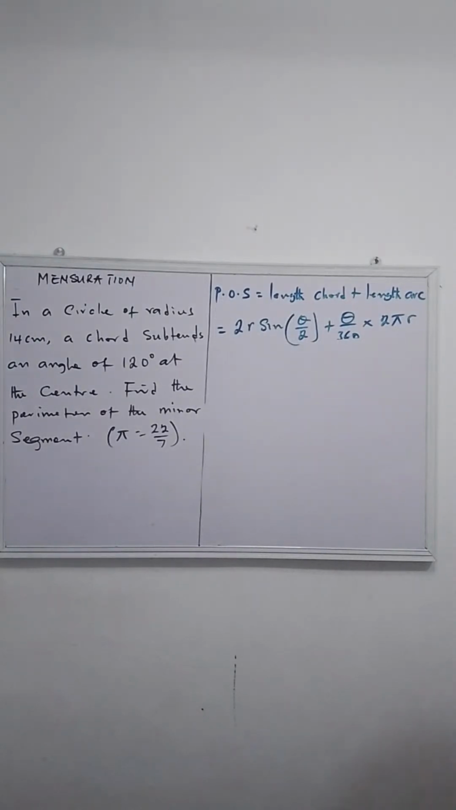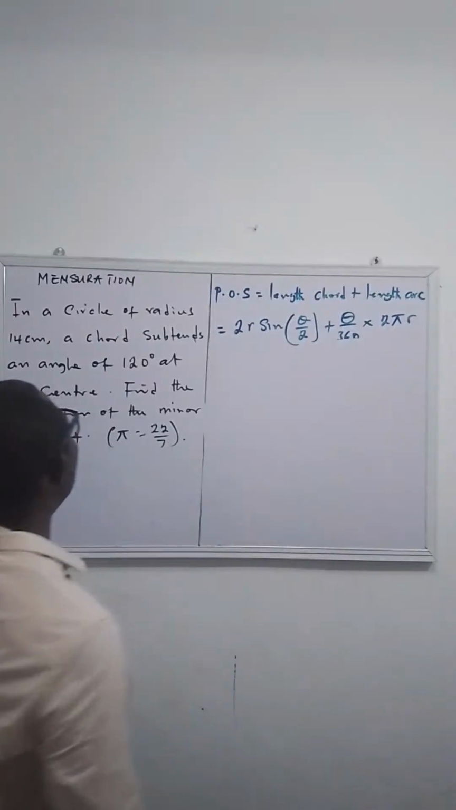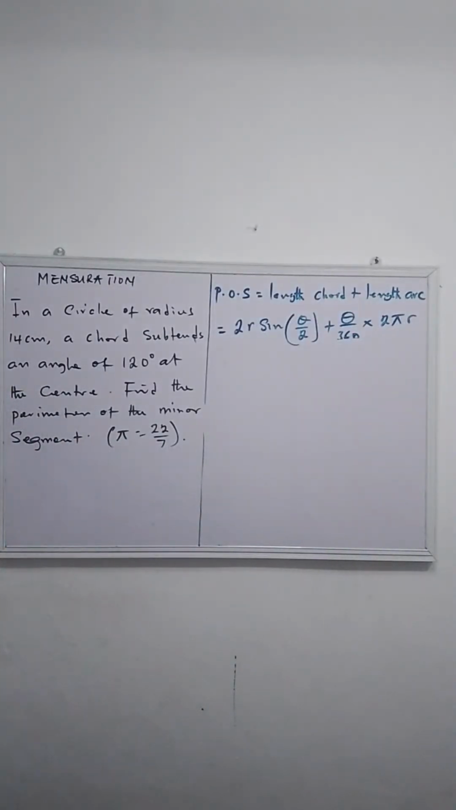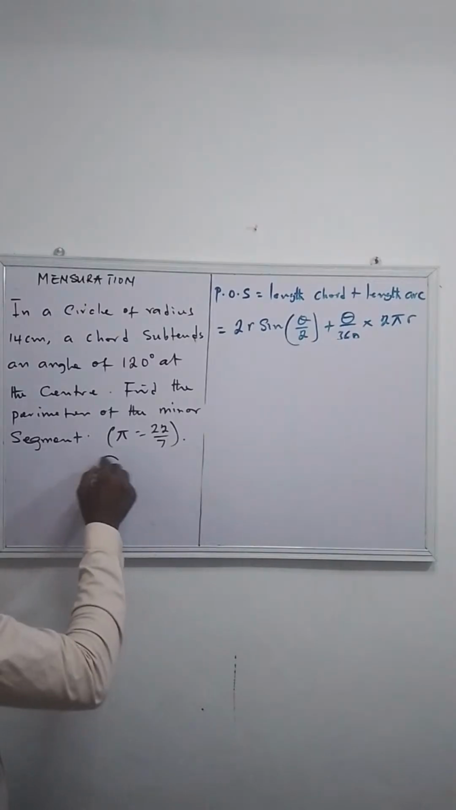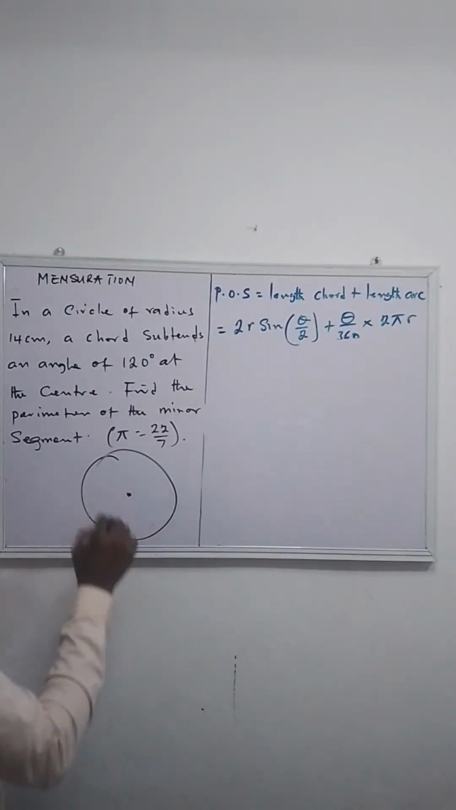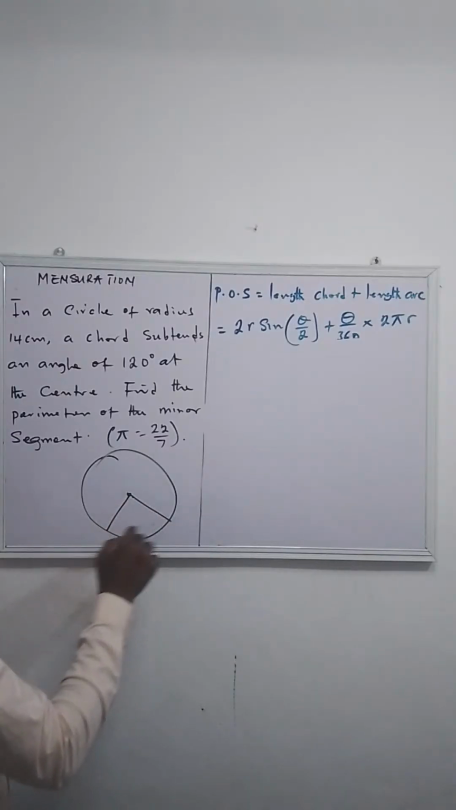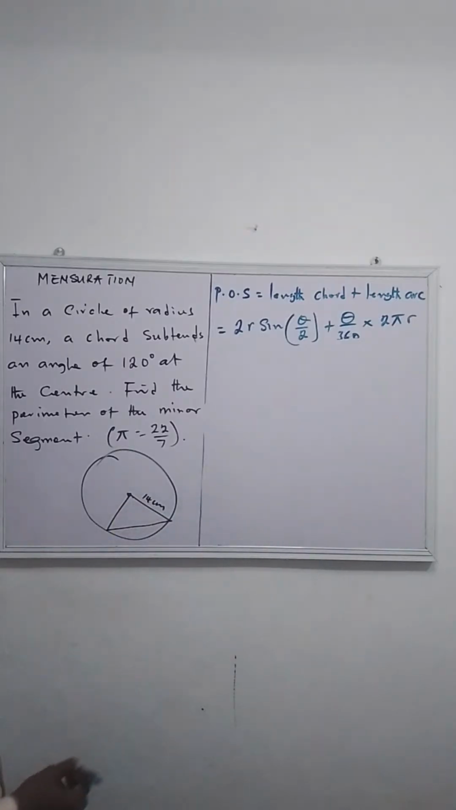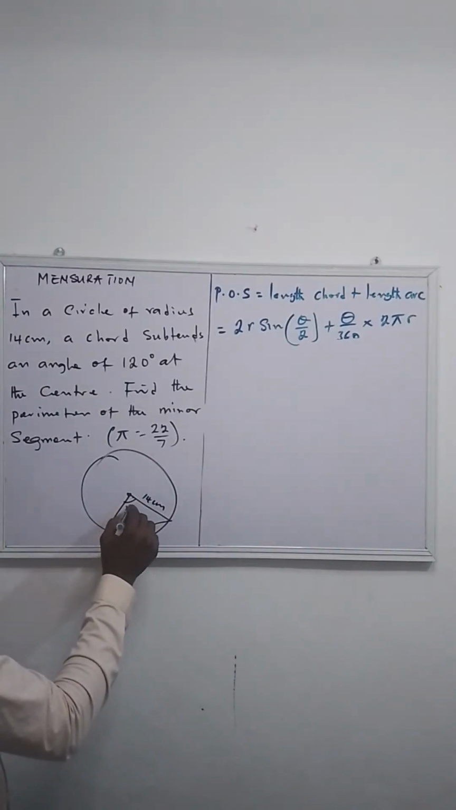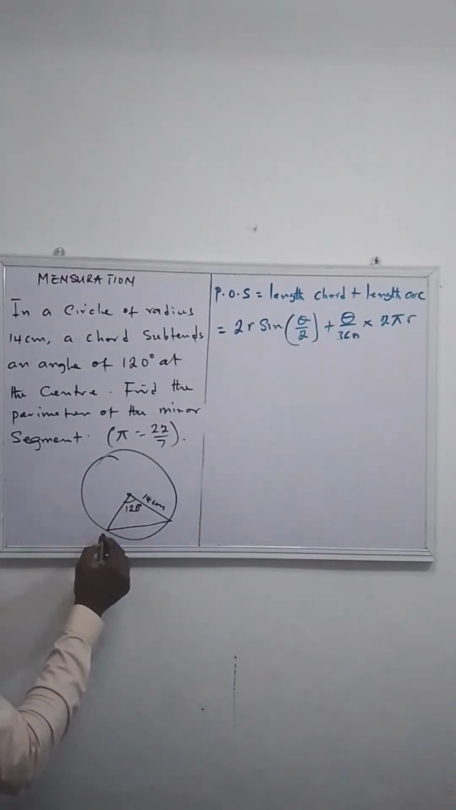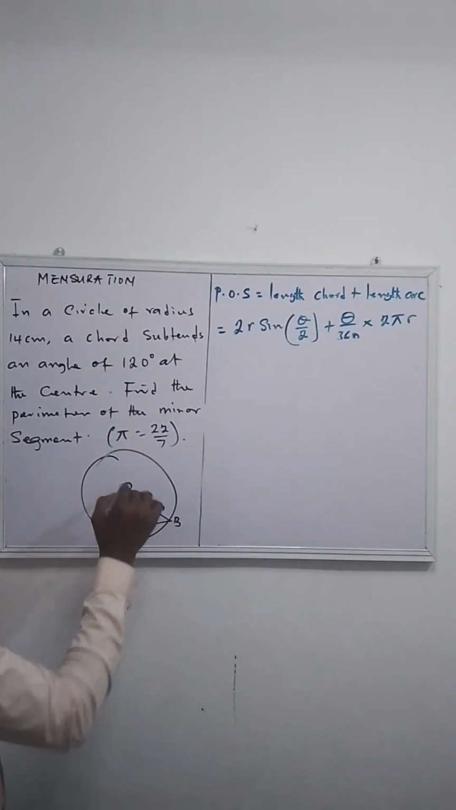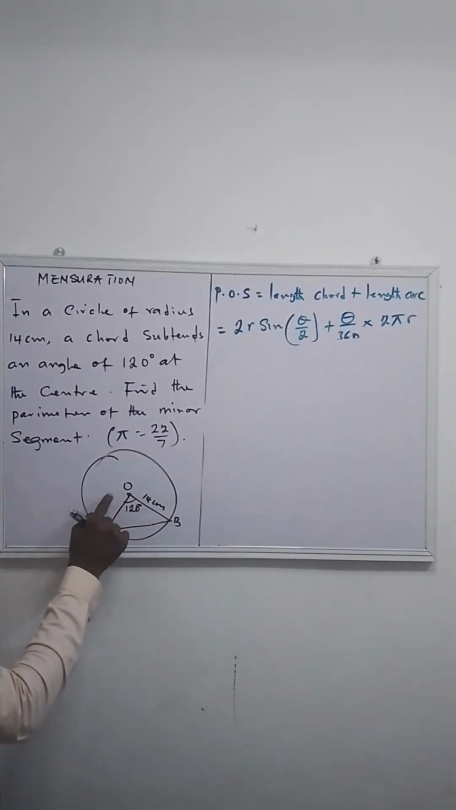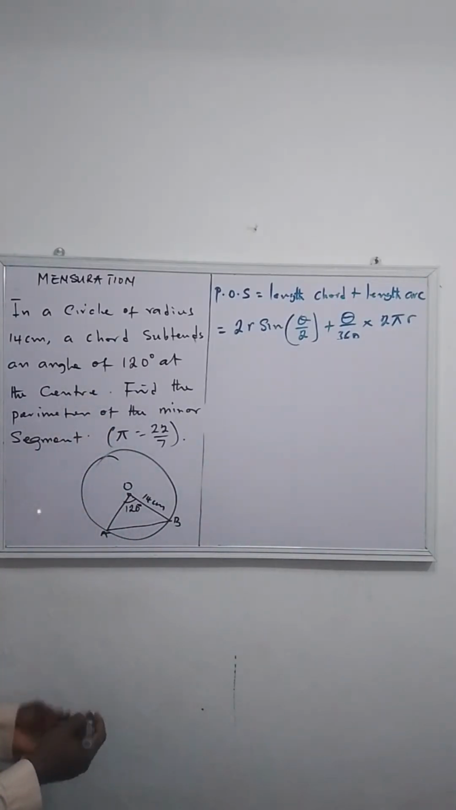Now let's solve the problem. In the question, we have a circle of radius 14 centimeters, just like what we did earlier. A chord subtends an angle of 120 degrees at the center. So the angle here is 120 degrees. This is a chord called AB, center O. It subtends an angle at the center of the circle.